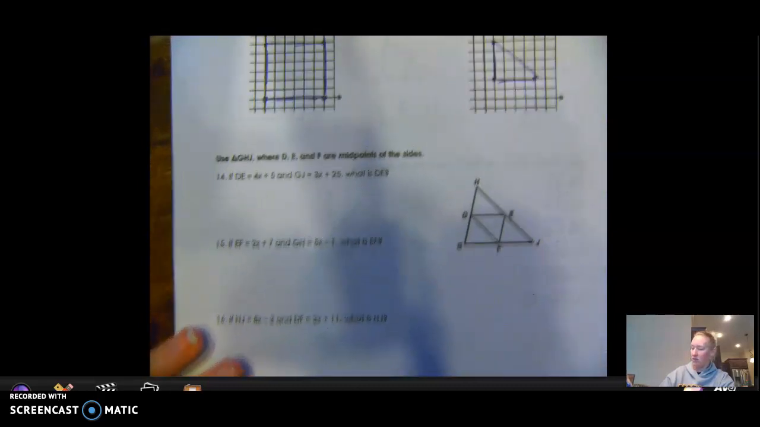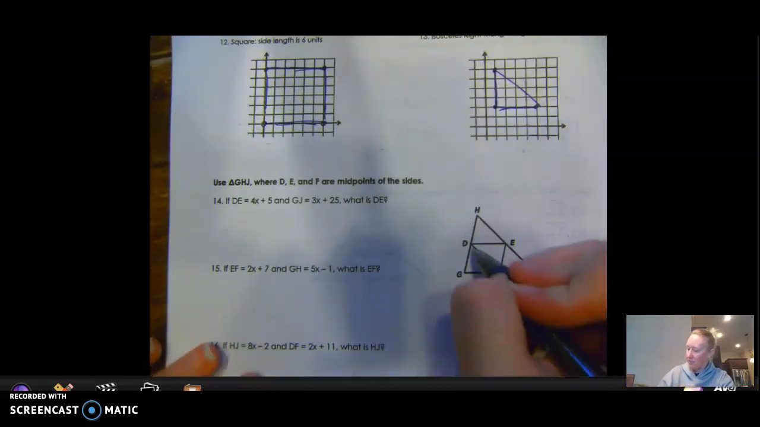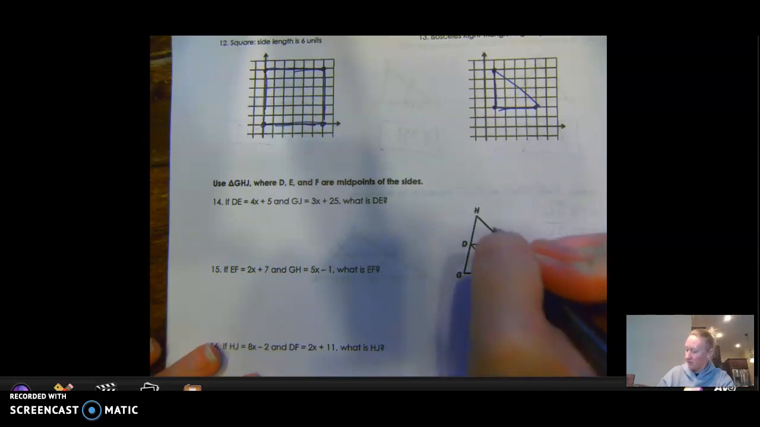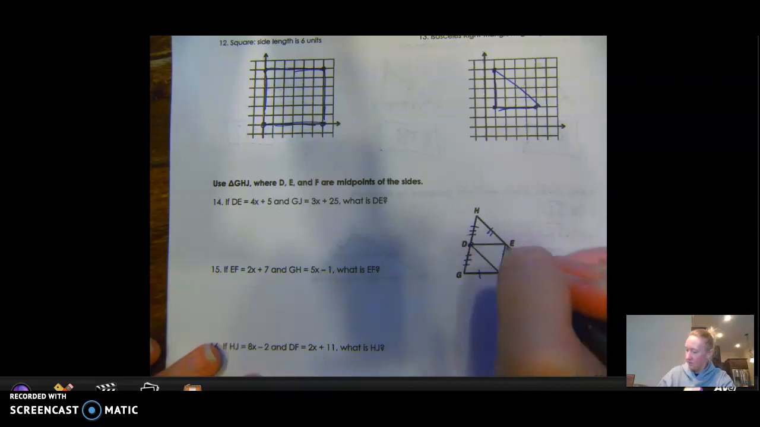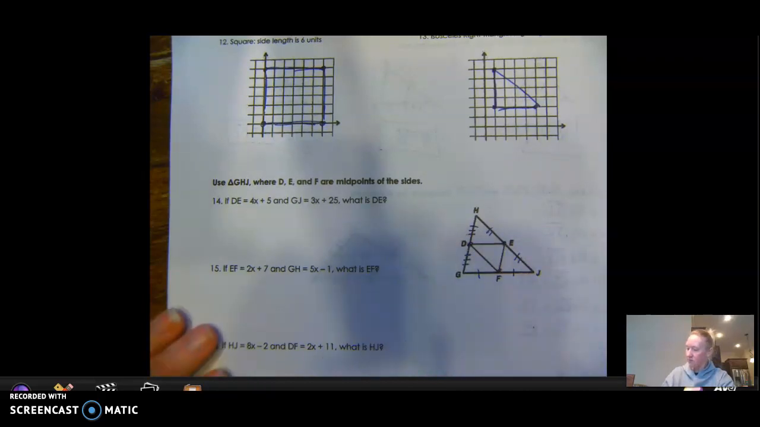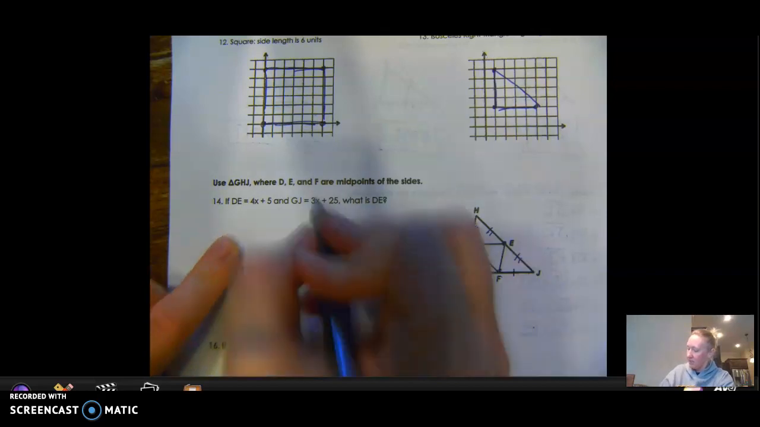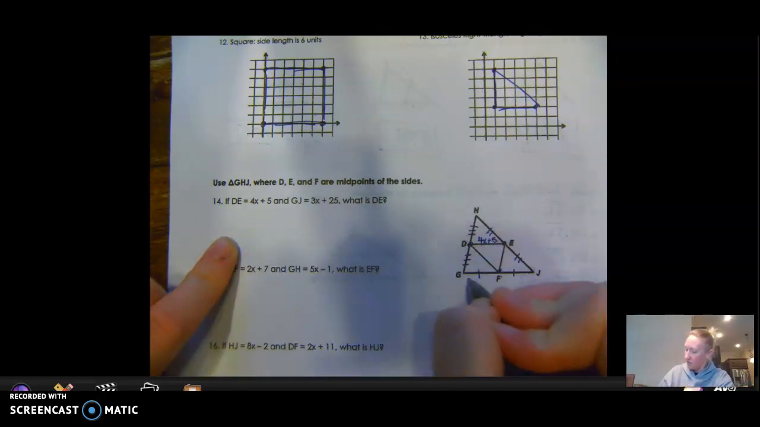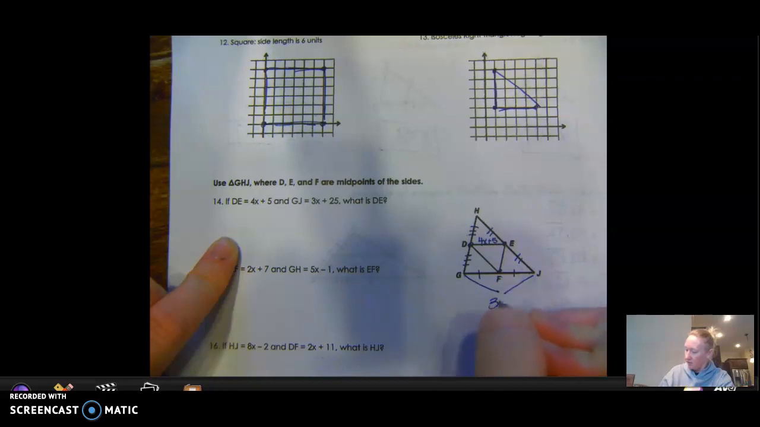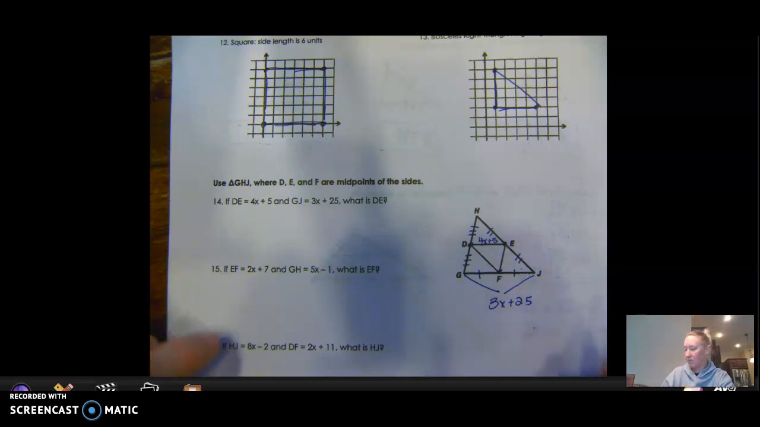Use this triangle, GHJ, where D, E, and F are all midpoints. So this is equal to this is equal to this, and then this is equal to this, right? Midpoint, midpoint, and midpoint. DE is 4x plus 5. GJ, so all the way across, is 3x plus 25. They want us to find DE, so we have to find x before we can do that.